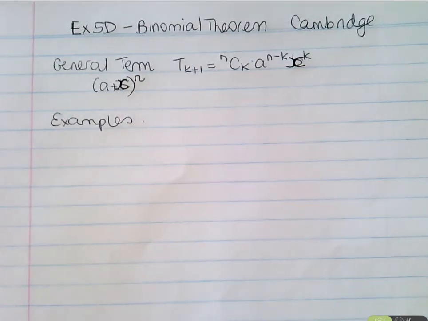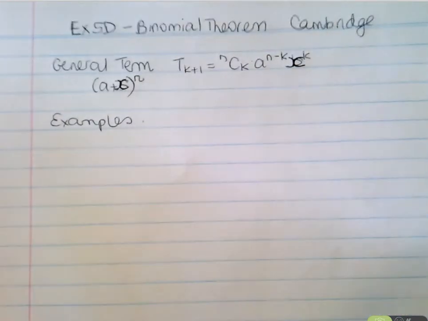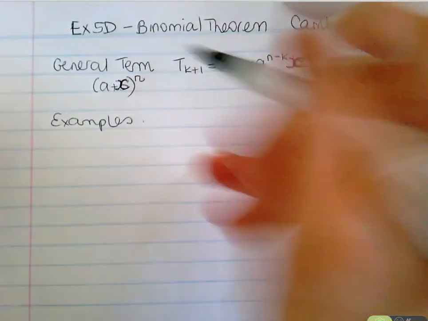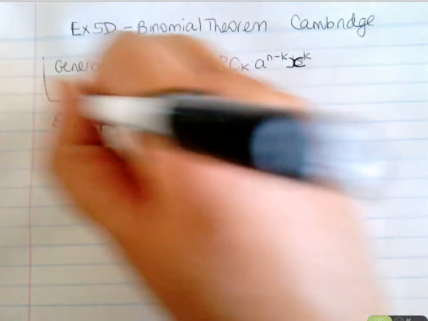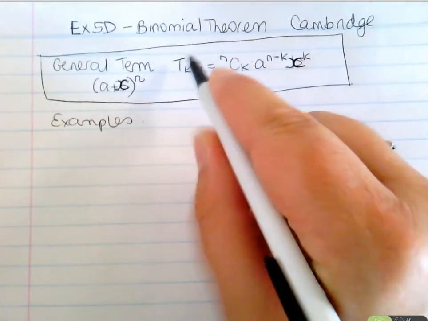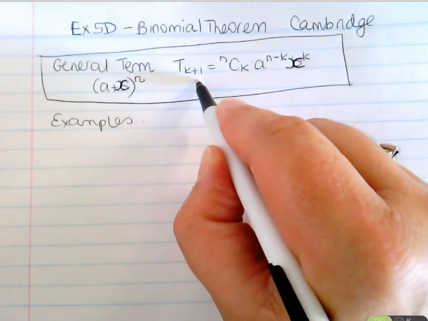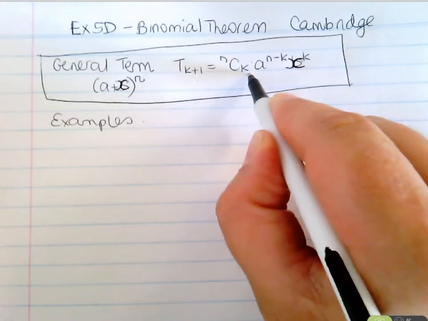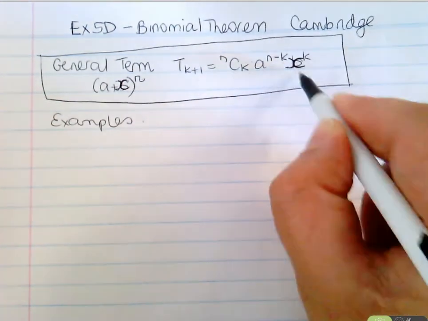Okay, everyone, we're just going to the Cambridge booklet, exercise 5D, Binomial Theorem. Just remembering that the general term of the expansion (a + x)^n is the k plus 1th term. It's nCk, a to the n minus k, x to the k.